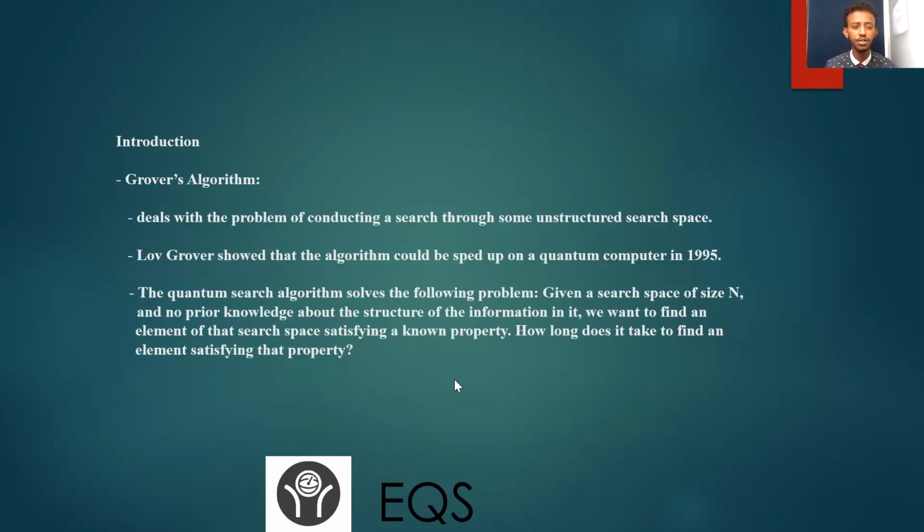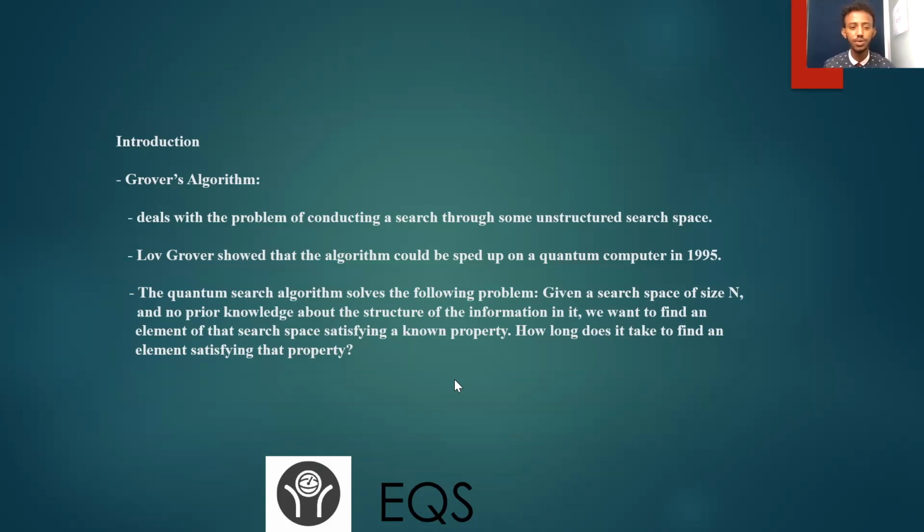As an introduction, in quantum computing, there are only a few algorithms which have been found to show that quantum computers would have an absolute advantage over classical computers. Shor's algorithm is the first one, and Grover's algorithm is the second one.